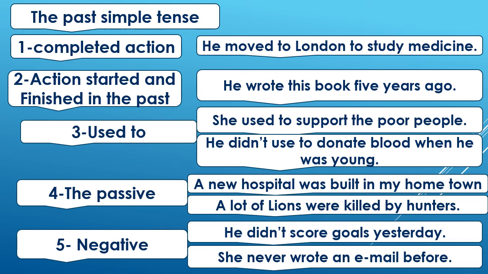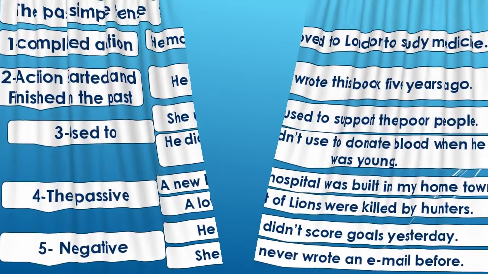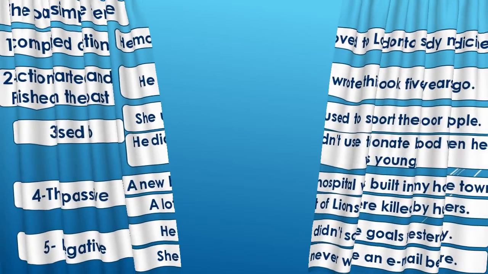Number 5, the negative. Didn't. Okay, he didn't score goals yesterday. Didn't plus infinitive. Number 2, she never wrote an email before. When we make negative with never, we use never plus the second verb. If we use didn't, infinitive. That's it. What after that we will see.